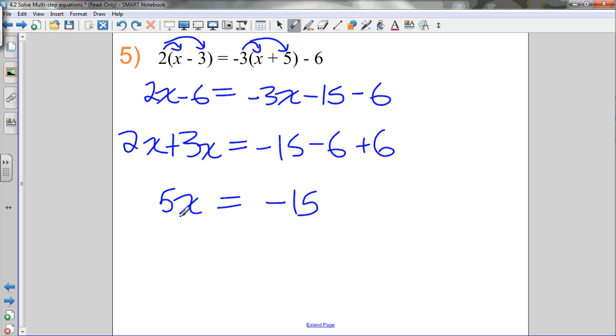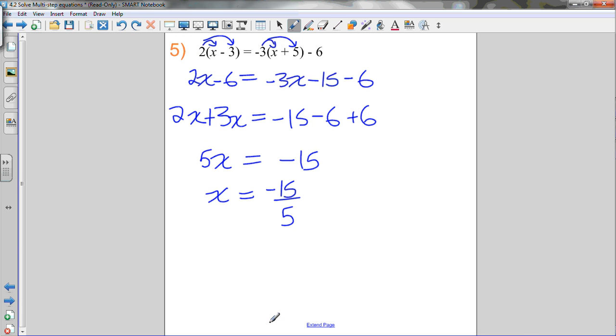So to get x by itself, I need to bring this 5 to the other side. Right now I have 5 times x. The opposite of multiplying by 5 is dividing by 5. So to bring that 5 to the other side, it becomes dividing by 5. Negative 15 divided by 5 is negative 3. So x equals negative 3 is the solution to that equation.